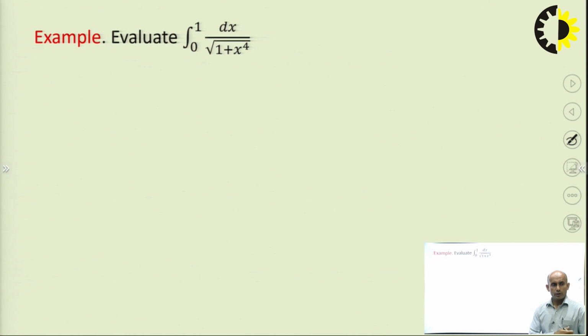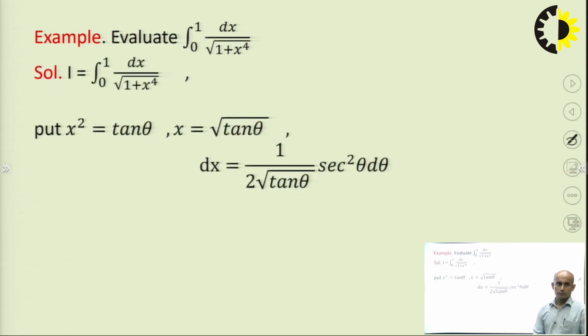Now, we have one more integration here, in which we have to evaluate the integration 0 to 1 dx upon 1 plus x power 4. So, here if we assume x square equals tan theta, then x will be root tan theta. On differentiation, we get dx equals 1 upon 2 root tan theta, times the differentiation of tan theta, which is sec square theta. So, dx will be 1 upon 2 root tan theta, sec square theta d theta.